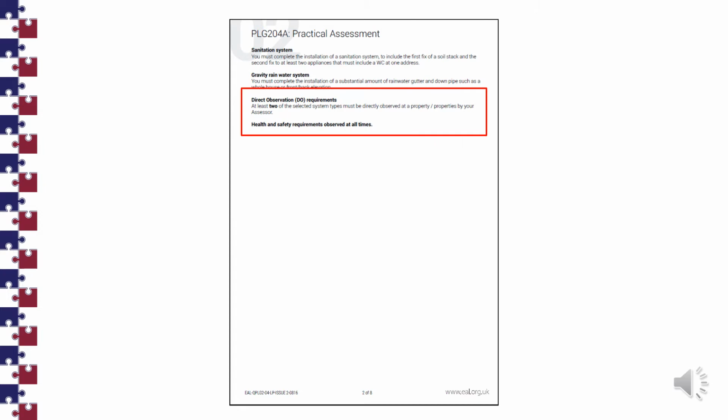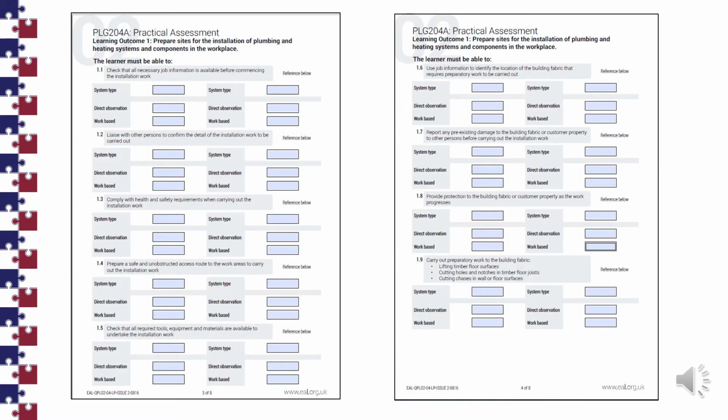Direct observations are always undertaken by a course assessor and not a supervising engineer. You are required for this practical assessment to be observed by an assessor on at least 2 of your selected systems. The rest is by a supervising engineer. We are now looking at the first practical assessment.